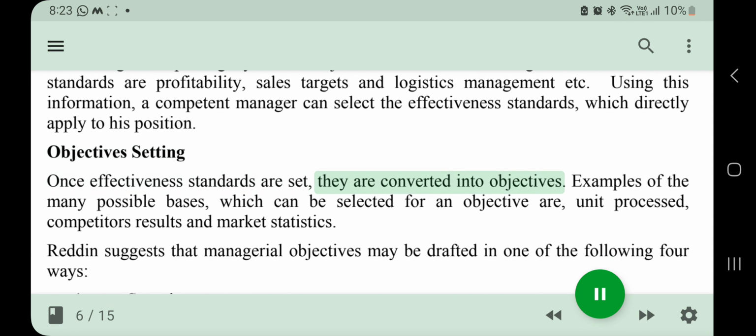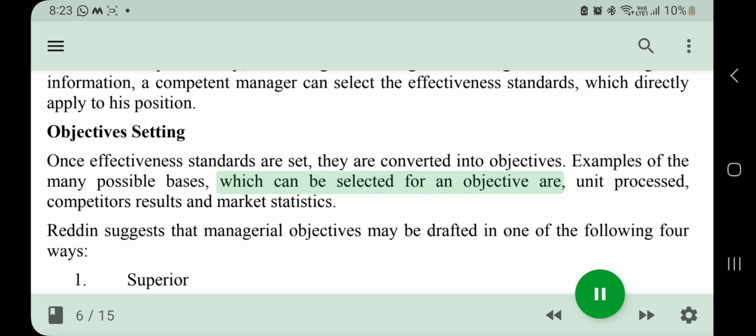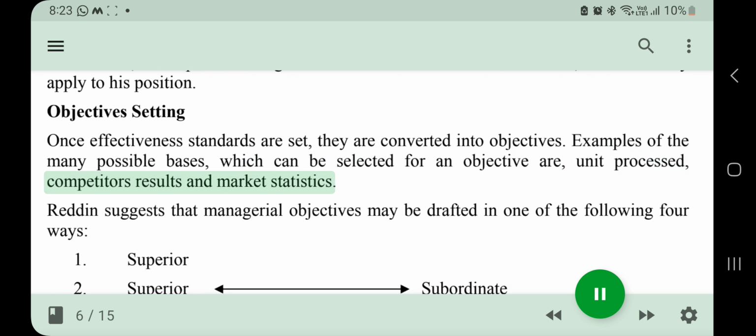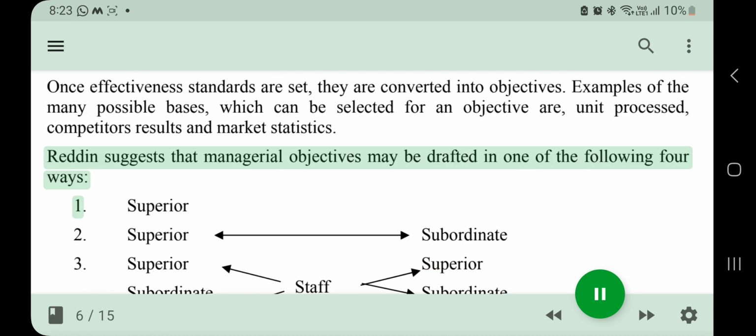Objectives setting. Once effectiveness standards are set, they are converted into objectives. Examples of the many possible bases, which can be selected for an objective are: units processed, competitors' results, and market statistics. Redden suggests that managerial objectives may be drafted in one of the following 4 ways.